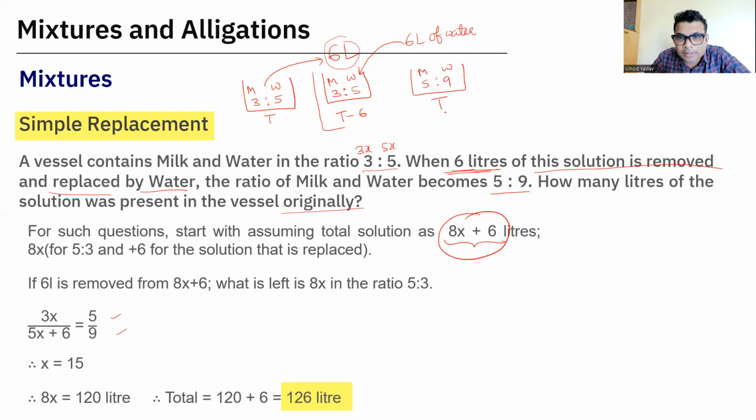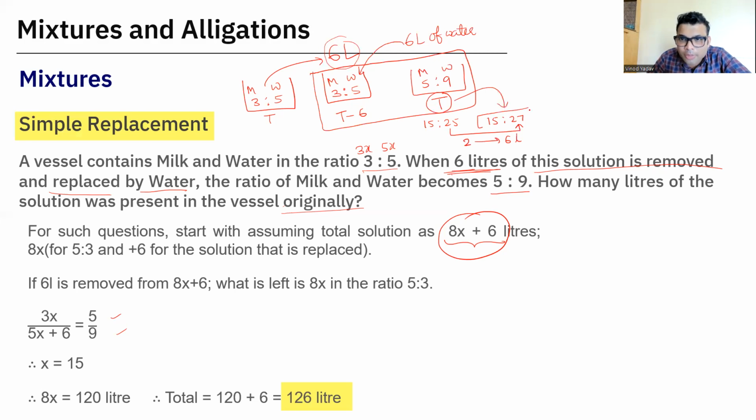Just compare this situation, friends. It is the same as simple addition, isn't it? So 3:5 and 5:9. 3:5 will become 15:25, and 5:9 will become 15:27. So water changed by 2 parts because milk is not changing from the second to third situation, right? The 2 parts is because of 6 liters. And finally, I want to find T, and T corresponds to this situation.